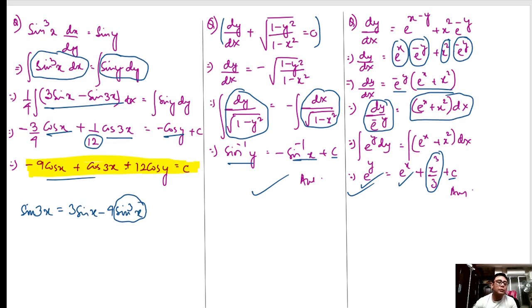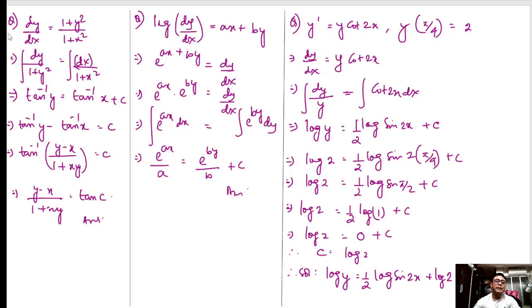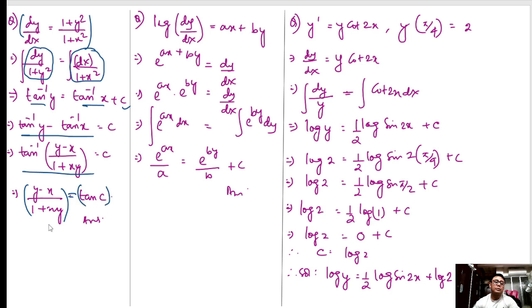Okay friends, let's move on to the next sum. And next sum says, this is the question. So separating the y part and the x part. So this is the tan inverse y plus this is tan inverse x. So this can be written like this, removing the inverse. So this is the solution of this.